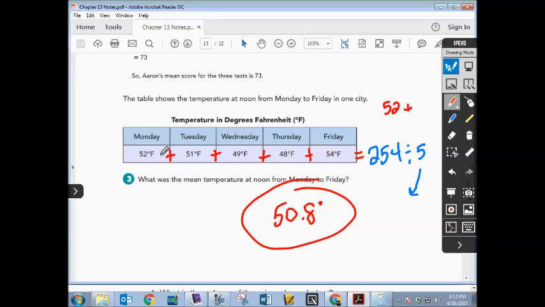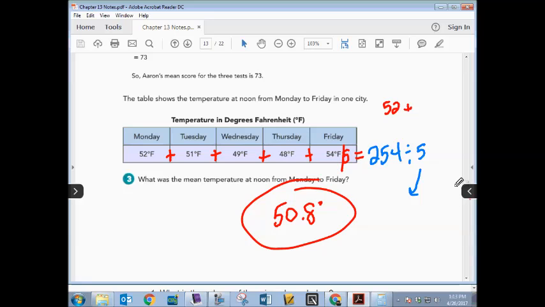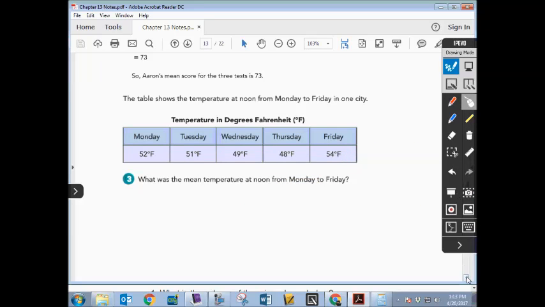Now, if you would have done all of these added up and then divide by 5 here, you'd end up getting a number over 250. And that wouldn't make any sense, 250 degrees, or 200 degrees, wouldn't make any sense there. Okay.